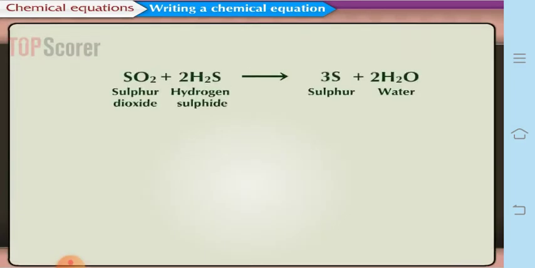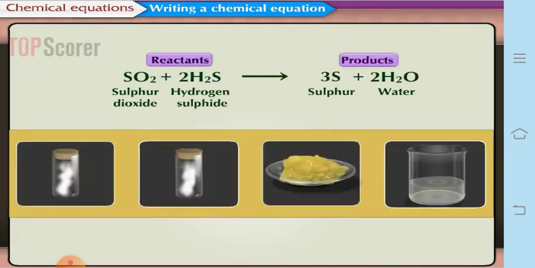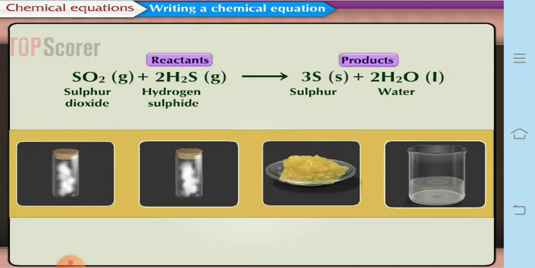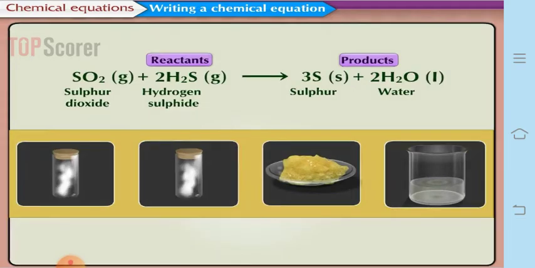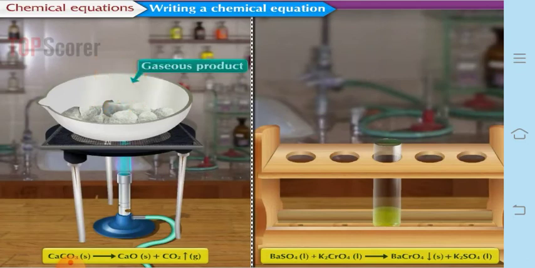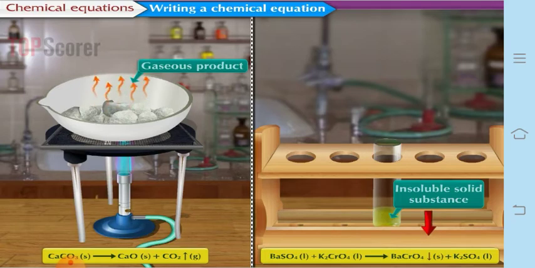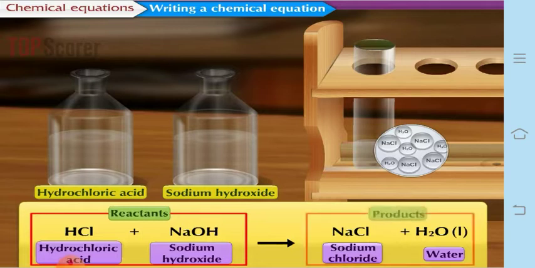Now, to make the chemical equation more informative, the physical states of the reactants and the products are written. If there are gaseous, liquid and solid states, these are written by writing the letters G, L and S in brackets. Moreover, if the product is gaseous, then it will be indicated by an arrow pointing upwards. Whereas if the product is an insoluble solid, instead of writing S, we show an arrow pointing downwards. So that means a precipitate is shown by an arrow pointing downwards.